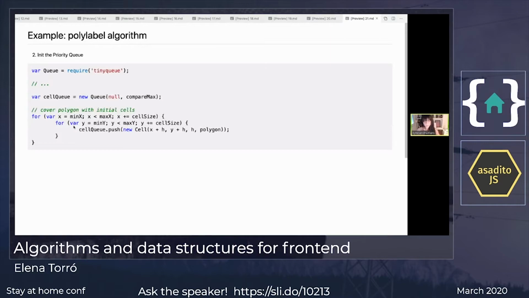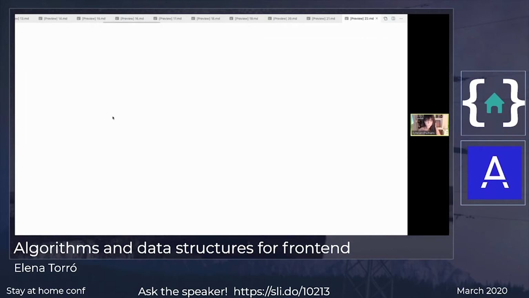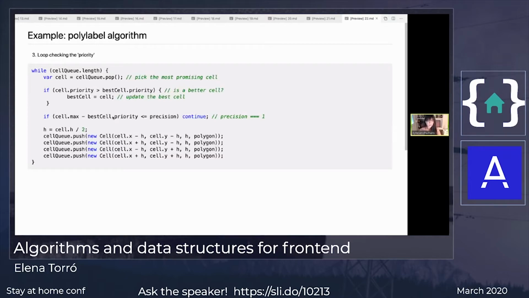And this is the initial state. As I said, you will need to use external libraries. In this case, they are using one called TinyQ. And in the loop, we'll take into account basically the priority.